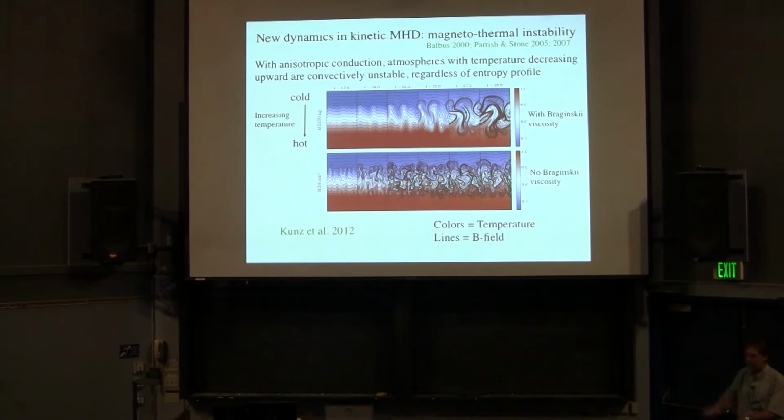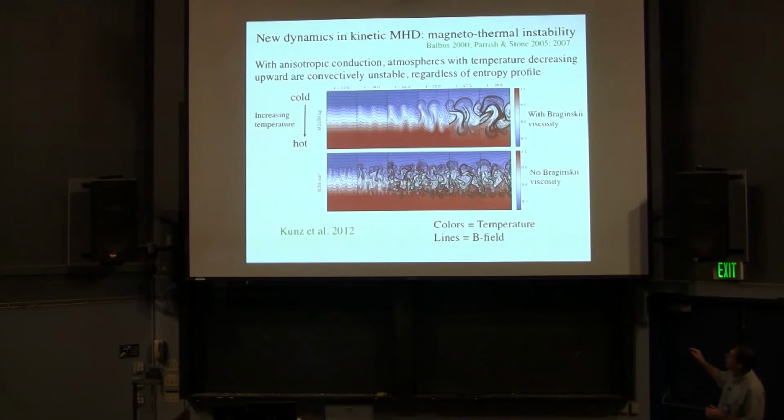So if the entropy is high in the bottom and low in the top, this will be convectively unstable. If the entropy is constant or increasing upwards, then that's convectively stable. But it turns out that if you add in anisotropic induction, that's no longer true. The convective criteria in this regime depends entirely on the temperature gradient. It doesn't matter what the entropy gradient is. It only matters what the temperature gradient is as to whether or not this is convectively unstable.